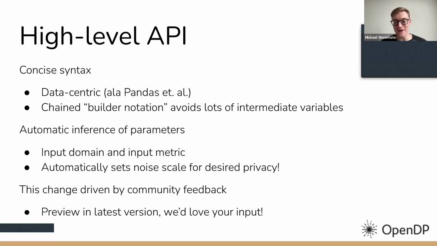So you can omit a variable in your chain, and it will solve it for you. It'll solve for the tightest acceptable parameter that still satisfies the privacy guarantees that you're expecting. This change was driven by community feedback, and I want to highlight that this is a preview, a beta. We're not 100% committed to the current state of the APIs, and we'd love to take your inputs, and we'll make adjustments to improve the usability of the APIs.